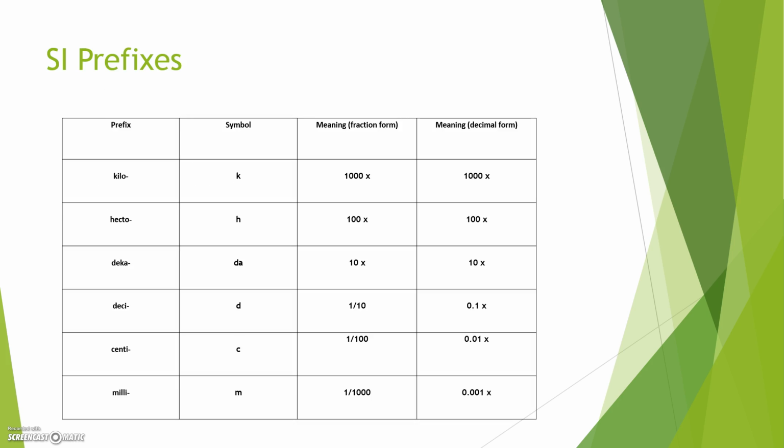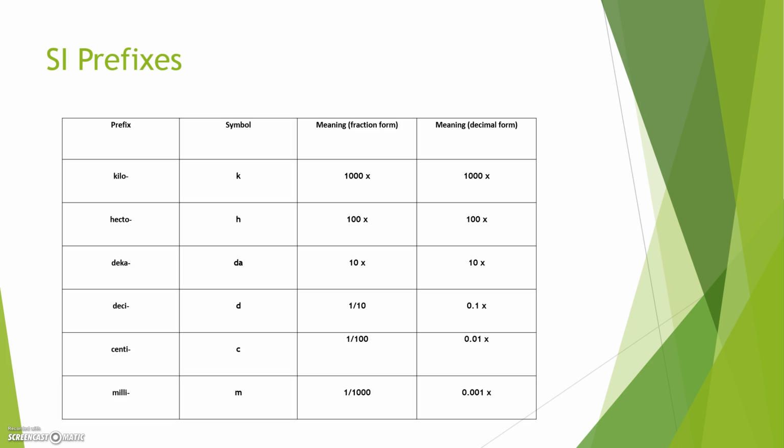Now let's look at some System International prefixes that are used to go along with those units. We've got kilo, hecto, and deca, which are all units that are multiples of the basic unit. And then we've got deci, centi, and milli, which are fractions of the basic unit. When we talk about the prefix kilo, our symbol is a lowercase k, and it means that that particular measurement is 1,000 times the basic unit. Like if we talk about kilometers, 1 kilometer equals 1,000 meters.